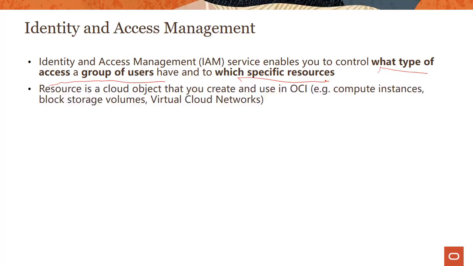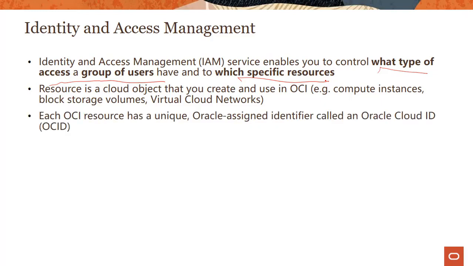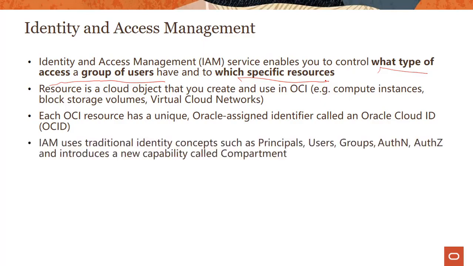Now let's look into some of these terminologies. A resource is a cloud object that you create and use in Oracle Cloud Infrastructure. So compute instances, block storage volumes, virtual cloud networks, each of them are represented as resources, as cloud objects. Each OCI resource has a unique Oracle-assigned identifier called an Oracle Cloud ID, sometimes also called an OCID.